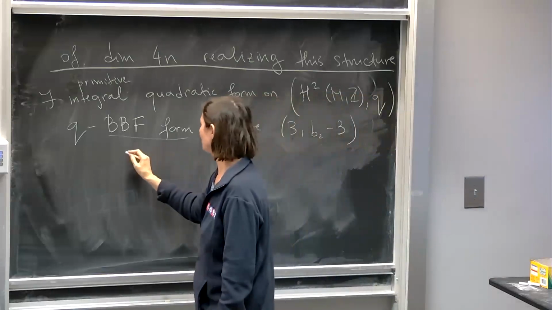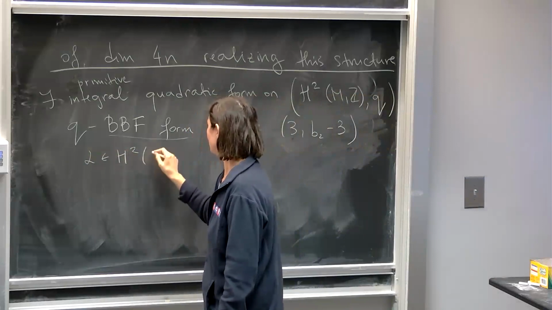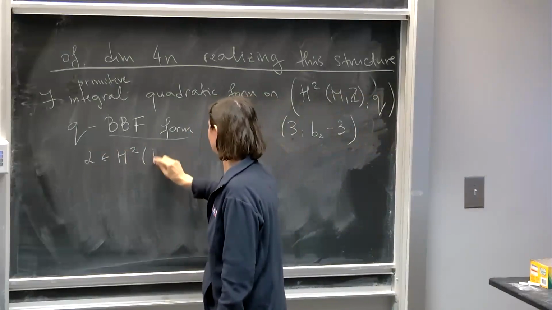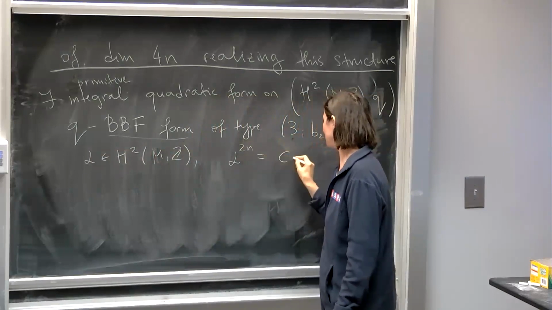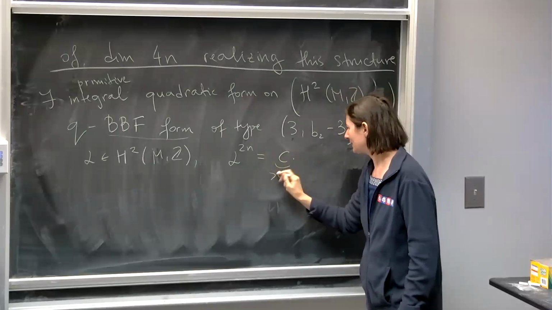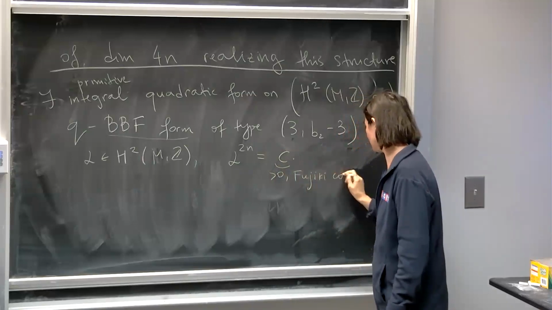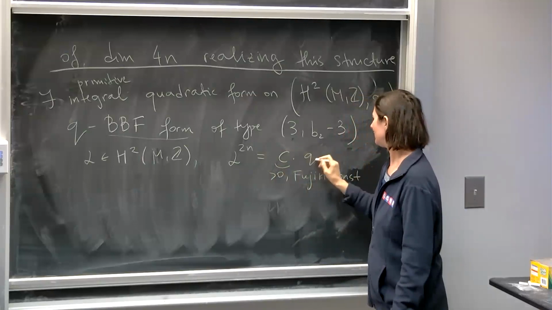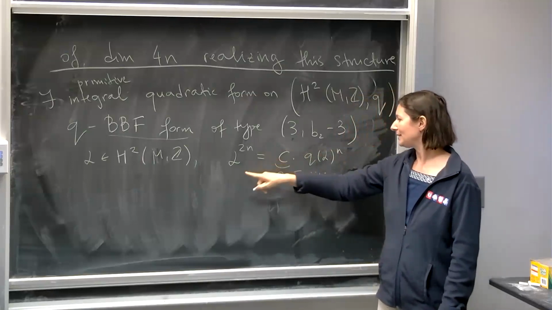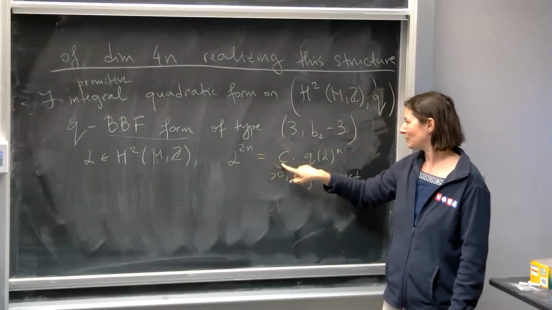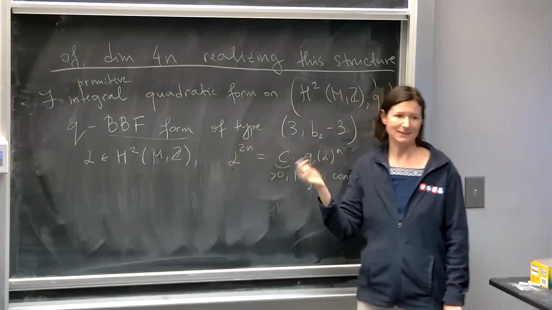And also it has the following property, that if you have some alpha in the second homology, then the top intersection of alpha is some constant, a positive constant called the Fujiki constant, times Q of alpha to the n. Well, for K3 surfaces, that's of course 1, because that's just the intersection pairing. There is nothing to it.